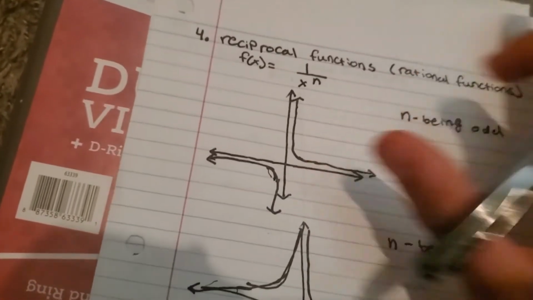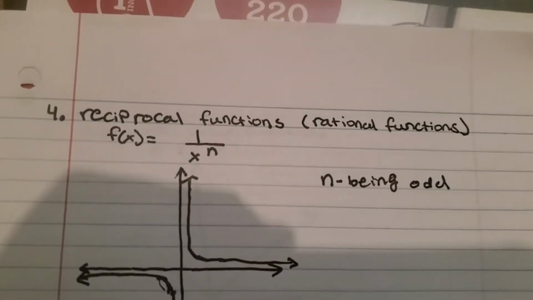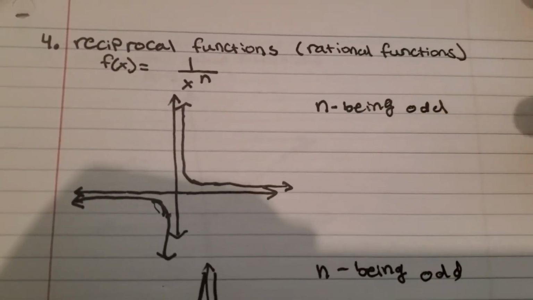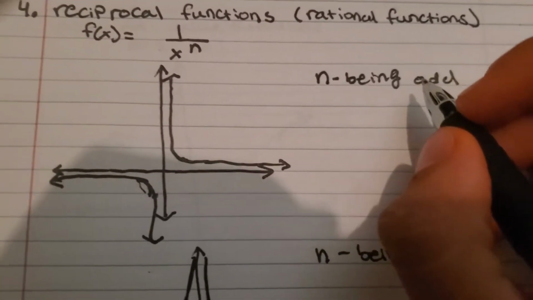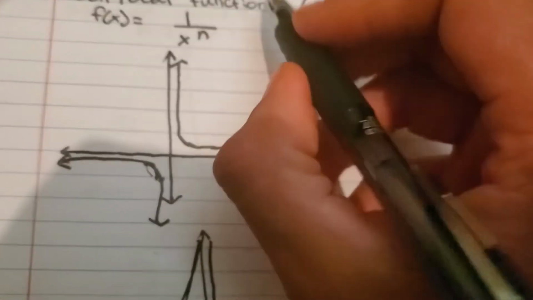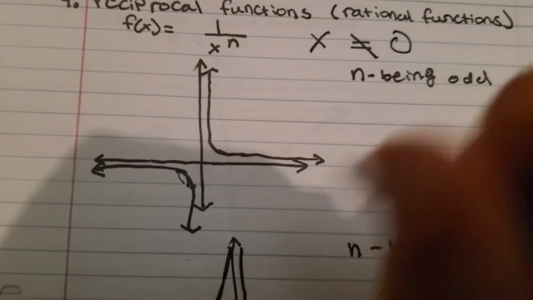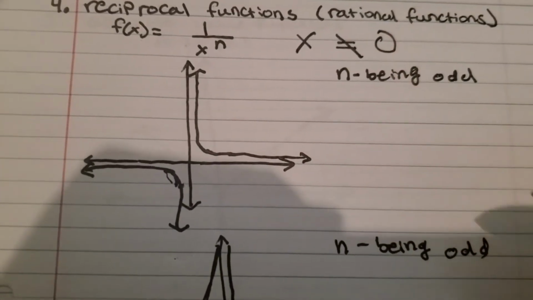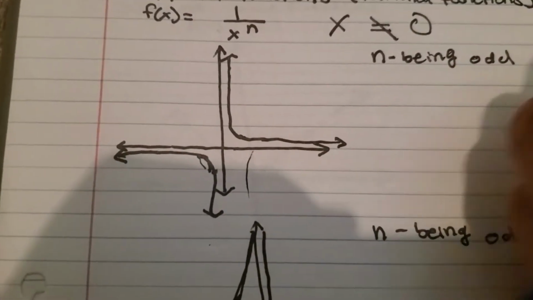All right, so next we have reciprocal functions, also known as the rational functions, commonly in calculus or in our math books. And so it has one restriction. X cannot equal 0. If x is 0, it becomes undefined in the denominator. This expression, f of x equals 1 over x to the n, becomes undefined.